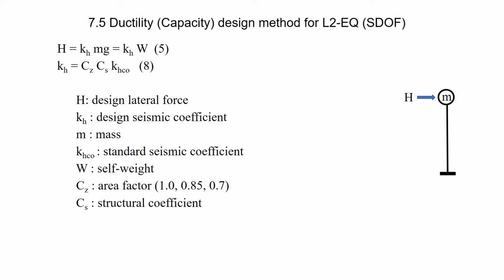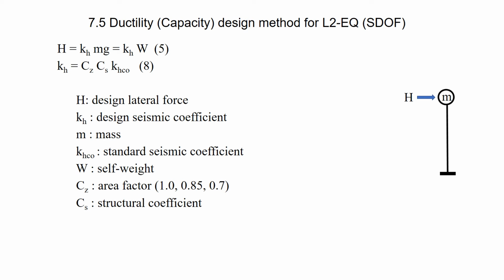7.5. Ductility or capacity design method for L2 earthquake, SDOF. If the seismic coefficient method for L1 earthquake is applied to L2 earthquake, a bridge may have an unrealistic and uneconomical structural form. We need more rational design method for the ultra-strong earthquake. The seismic force H is H equal KH mg, same as the seismic coefficient method.